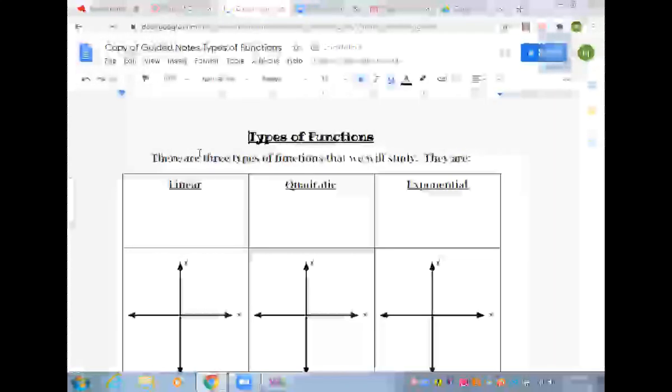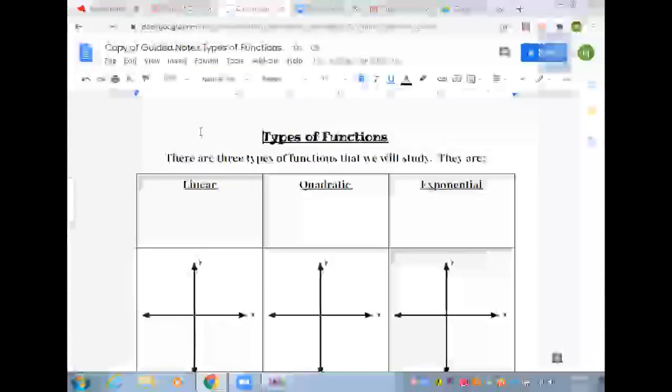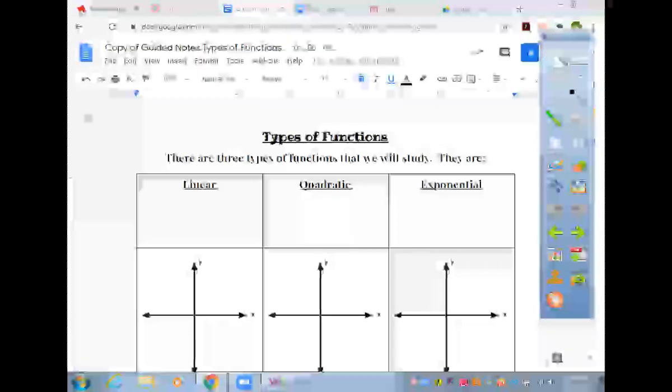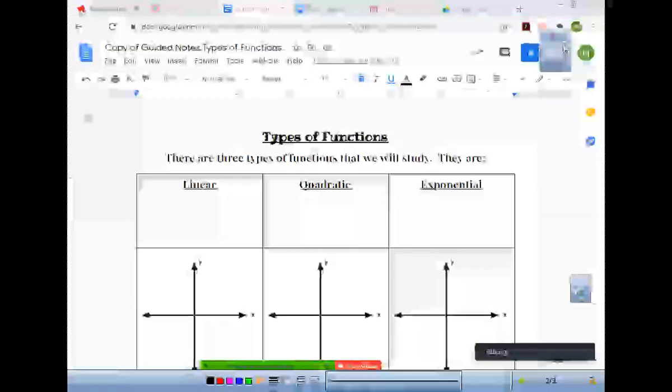All right, so we're going to go through the three types of functions that we're going to look at, what they look like, and how we can graph some of these different types of functions. So let's see here. Our three types of functions that we're going to look at specifically are linear, quadratic, and exponential.